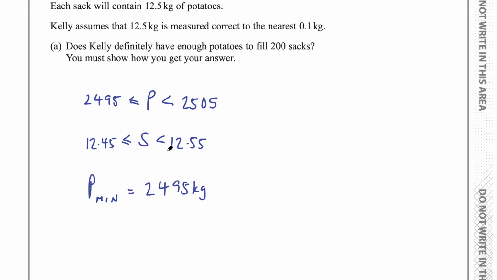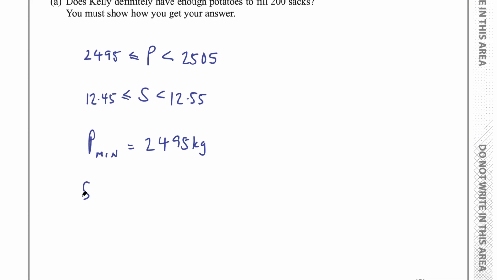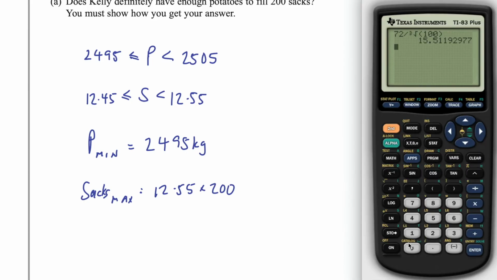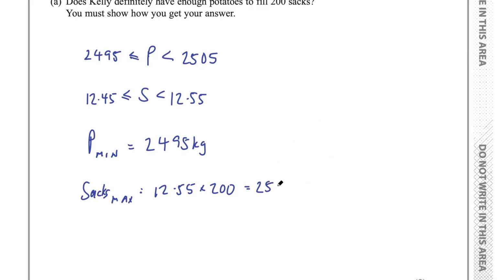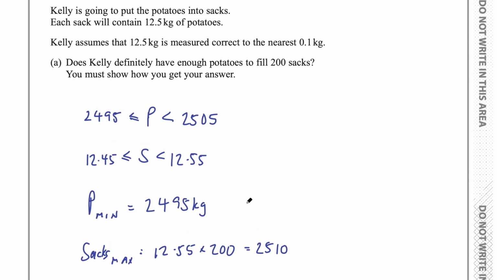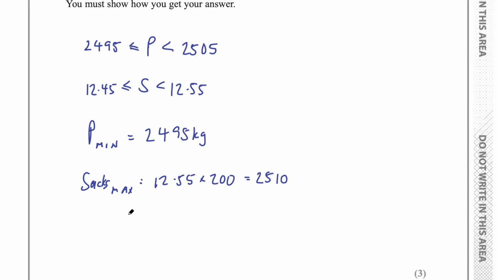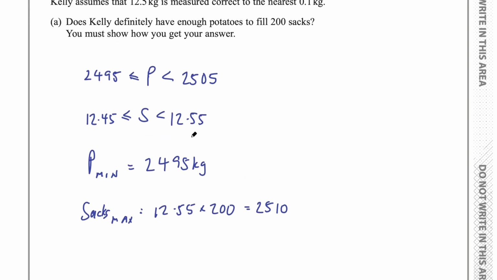That would be 12.55 kilograms times 200. So the sacks max would be 12.55 times 200. Put that into a calculator. 12.55 times 200, 2,510. So the minimum that the potatoes could be is less than the maximum that the sack weights could be. So she definitely could have not enough potatoes.